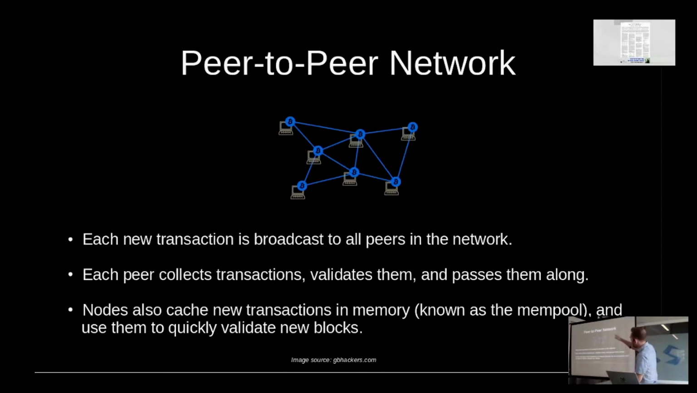So we all act as relays. If we want to send a transaction out, we send it to our peers, they validate it, and then they relay it out to their peers. And it just sort of propagates like that. So each peer on this network collects transactions, validates them, and then just passes them along. And that's pretty much how it works.